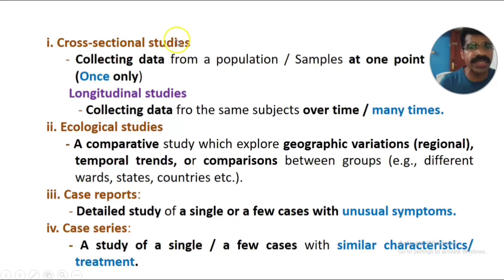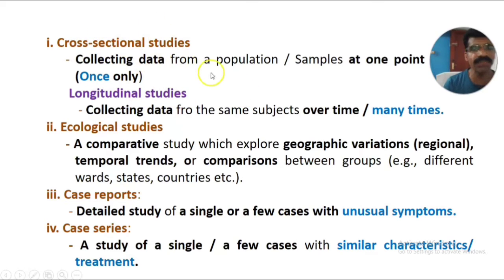The first type is cross-sectional studies. It comes in both descriptive study and analytical study. Cross-sectional study means collecting data from the population or samples at one point in time, once only. We collect the information from the study sample only once. The second type is longitudinal studies. As the term indicates, it prolongs the period of the study. We collect data from the same subjects or same sample over time, many times, so more than one time. That comes under longitudinal studies.